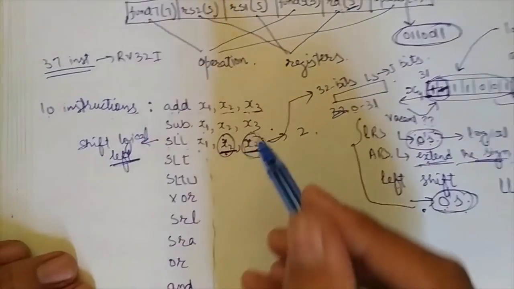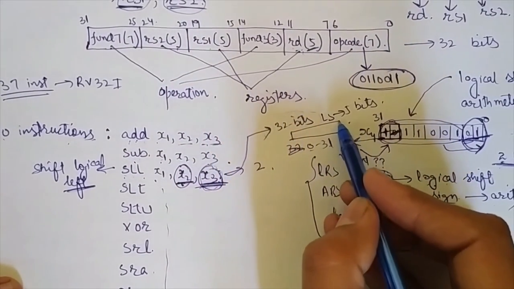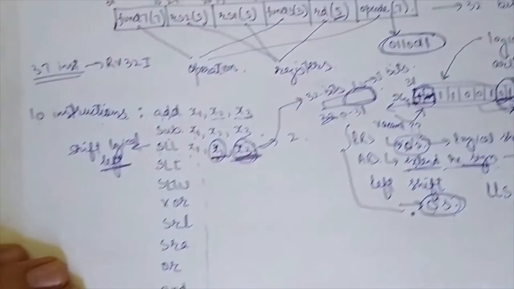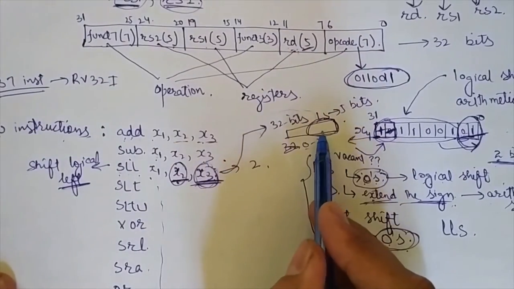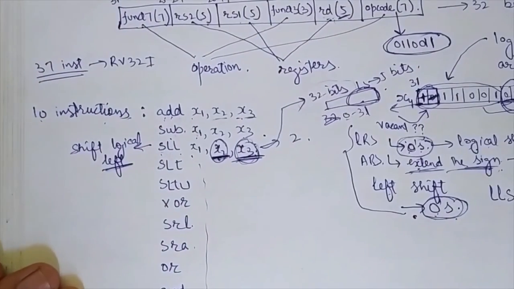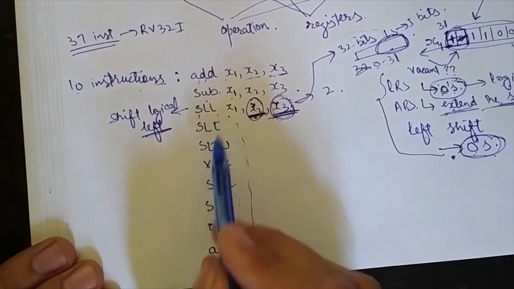Okay. So in this register, we are not using the complete value. Instead, we are using the value represented by the least significant 5 bits. And that value will determine how many bits we have to shift in X2. Okay, this is left shift, logical left shift.